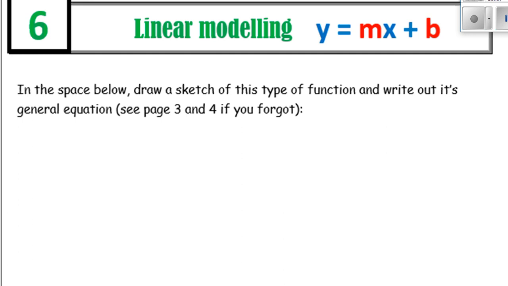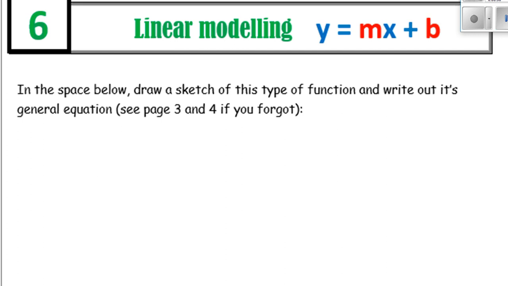Hello, this is the linear modelling lesson. Linear modelling is really just a recap of something we did in coordinate geometry last year. Remembering a linear model is in the form y equals mx plus b. You might think of it as y equals mx plus c, or y equals ax plus b. That's all okay. In my case, y equals mx plus b.